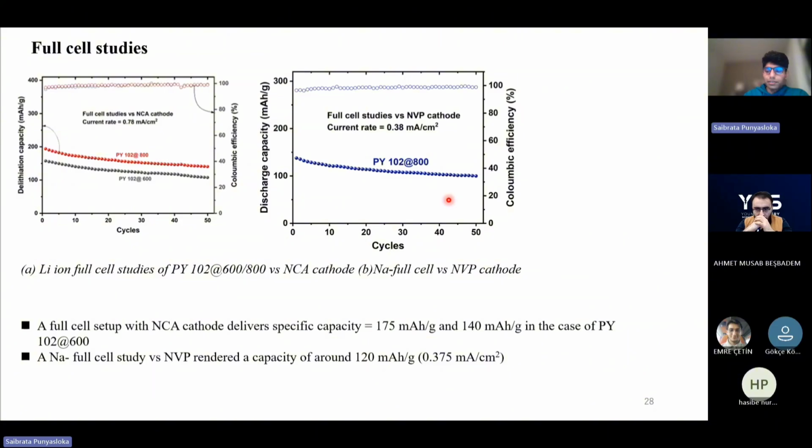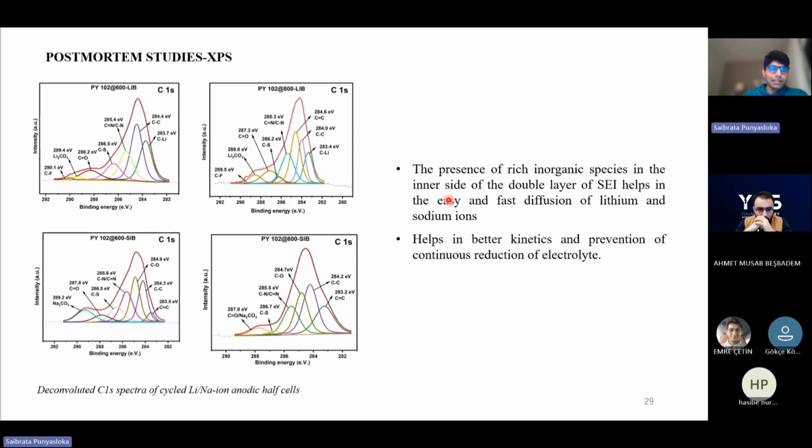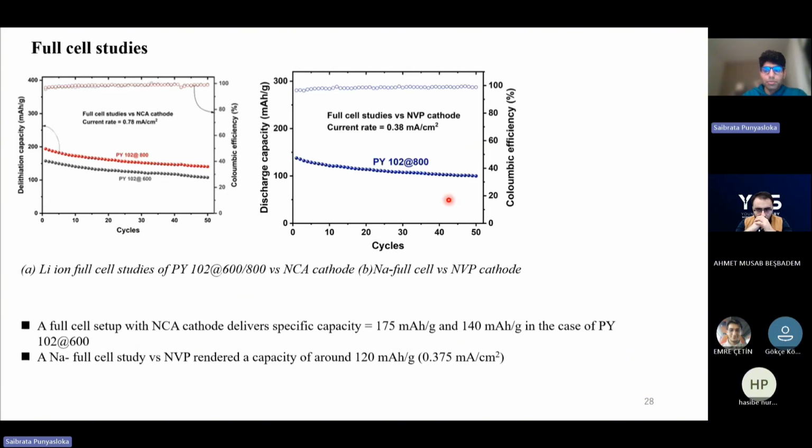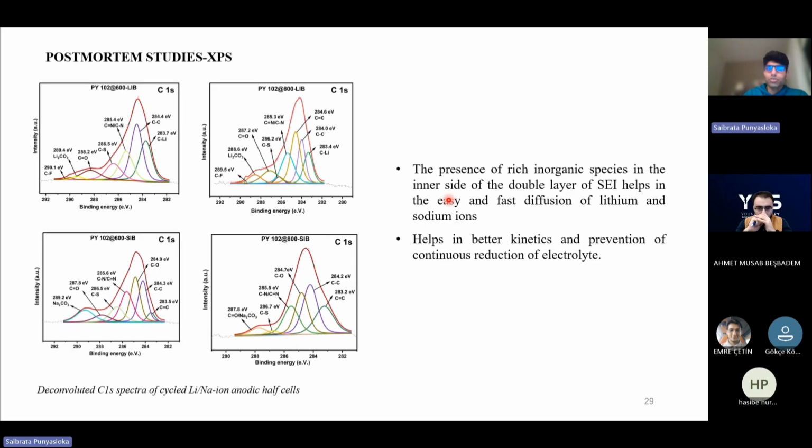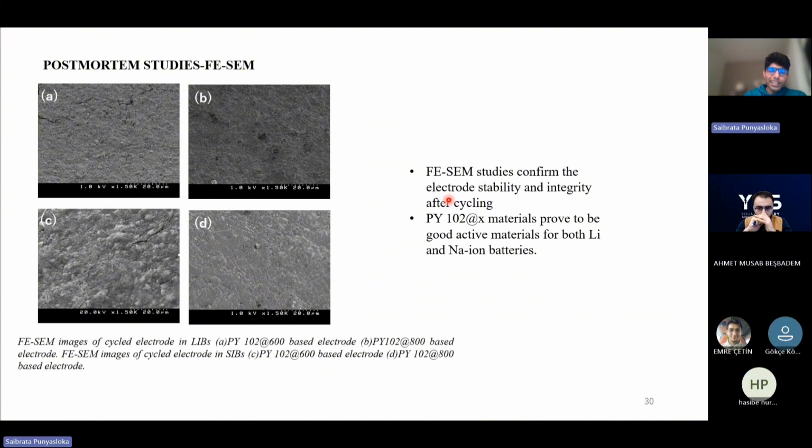So this was again the studies with more or less the carbon materials in both lithium and sodium ion systems. And this was the XPS study to study the carbon, how the SEI looks after the cycling. And this was the FESEM images. So there was a higher amount of cracks that I was observing in case of 600 compared to 800. So this was a good kind of observation, I would say.